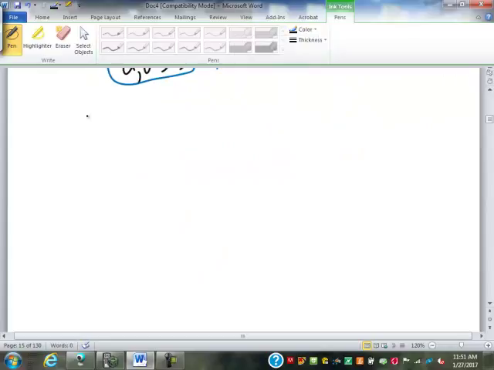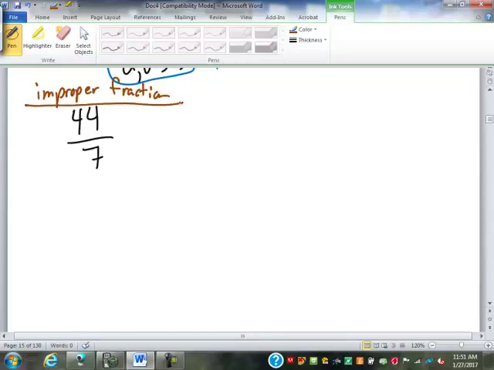We might run into simplifying something like this, 44 over 7. Now, most of you know this is what we call an improper fraction. Improper implies there's something wrong with it. There isn't anything wrong with it. In fact, there are going to be times where we prefer to have a fraction in this form.